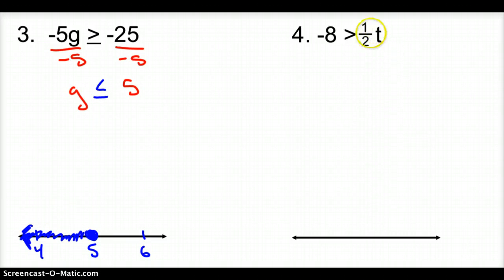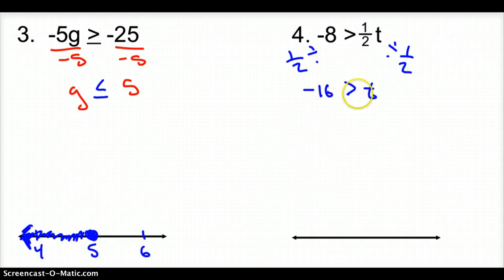Number 4. Now how is this 1/2 attached to the t? It is attached through multiplication, so I'm going to divide by 1/2. I am dividing both sides by 1/2. So now, I should say negative 16 is greater than t. And so now we put negative 16 right in the middle. We put 1 greater on the right side, which is negative 15, and then negative 17 on the left side.